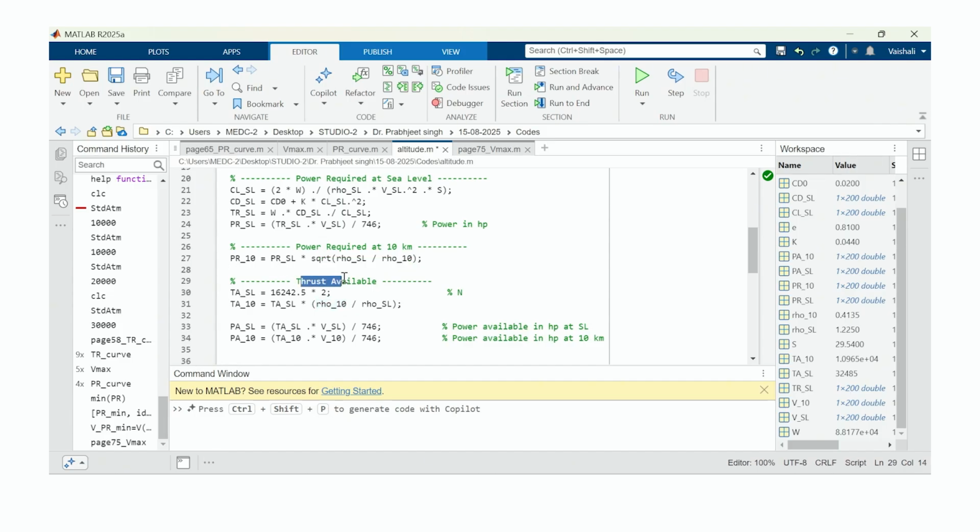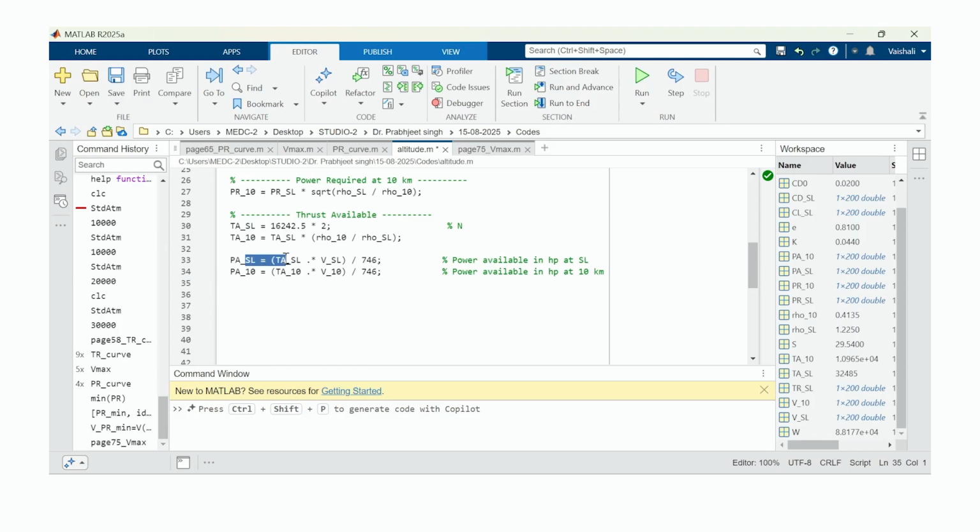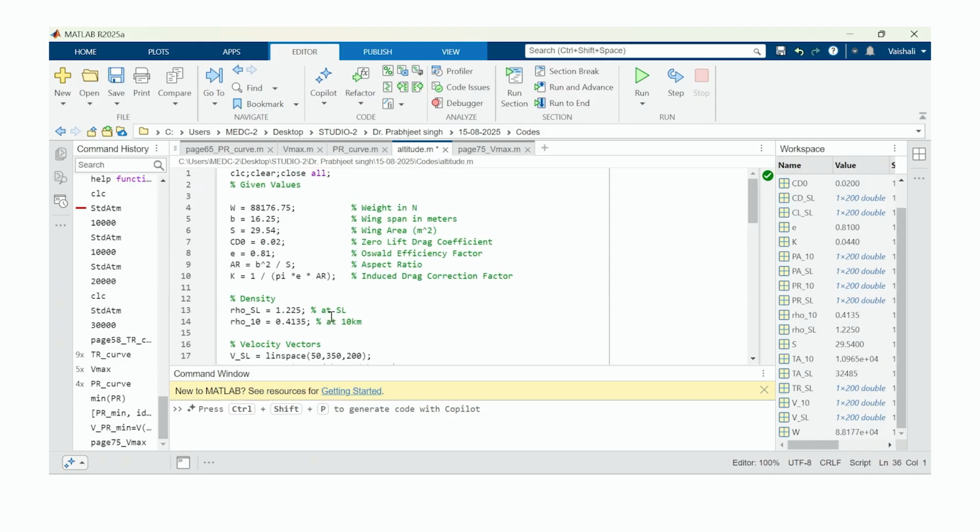The thrust available was given to us as 16,242 into 2, since we have two engines, so this is in newtons. The thrust available at 10 kilometers can immediately be found: thrust available at sea level into rho_10 divided by rho_SL. Similarly, power available at sea level is thrust available into velocity, converted to horsepower. Similarly, converted this one to horsepower at 10 kilometers: thrust at 10 kilometers into velocity at 10 kilometers.